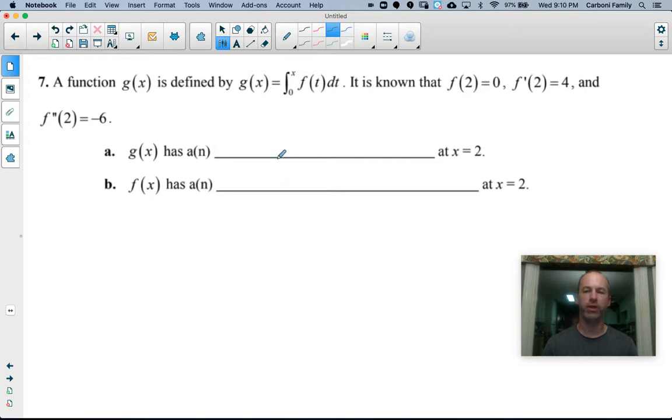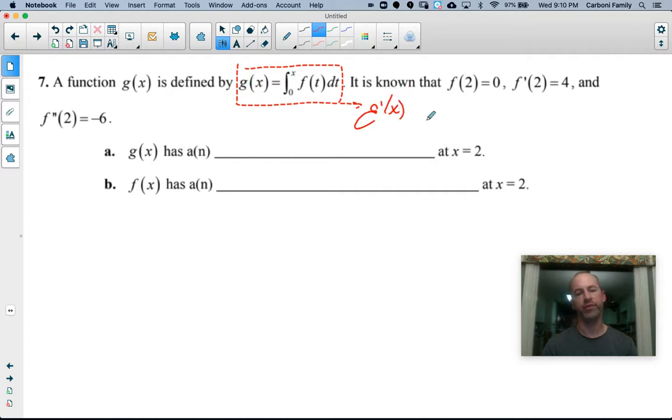Let's answer the one about f first because, well, let's see. I can't decide. What do I want to do, f or g first? Well, I do know this. This is an integral defined function. And usually when I see one of those, I will immediately find its derivative.